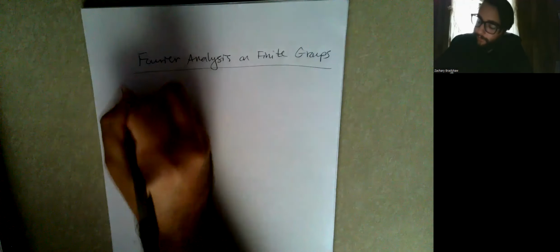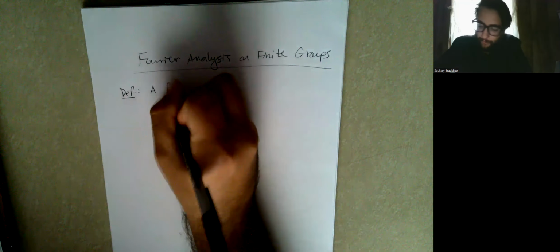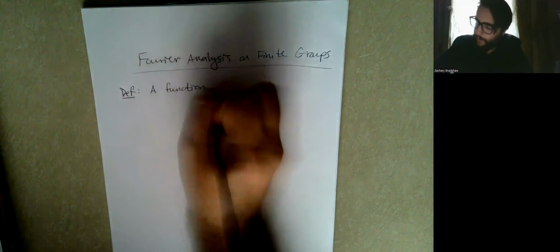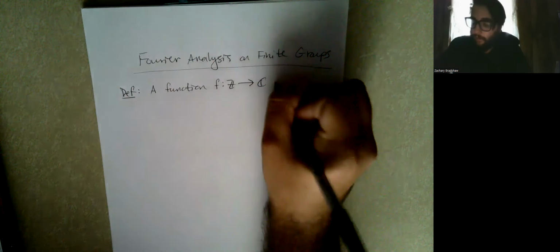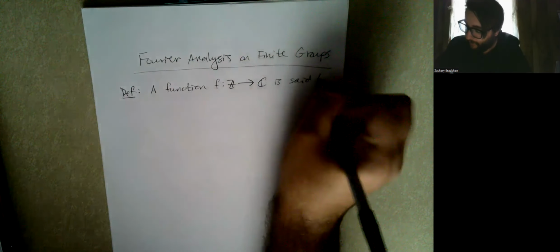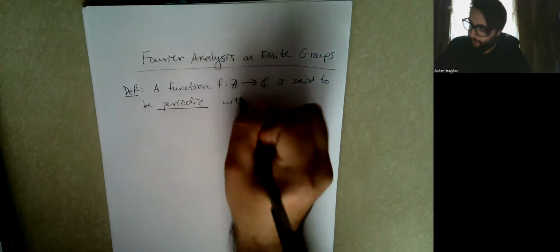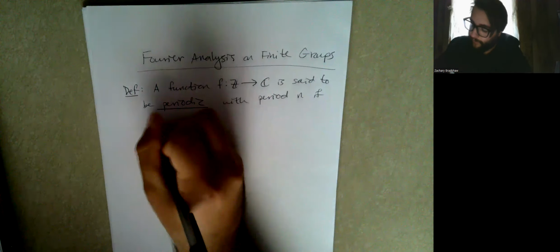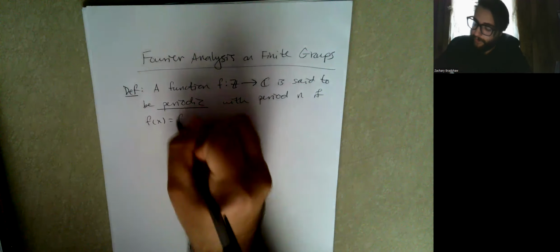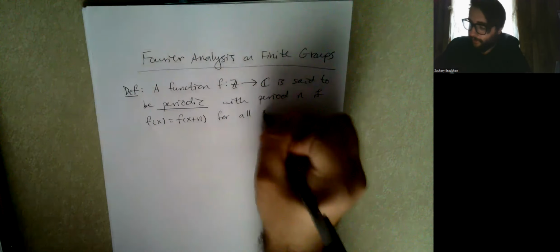All right, so let's start with a very simple definition we all already know. A function f from the integers to the complex numbers is said to be periodic with period n if f of x is equal to f of x plus n for all x in Z.